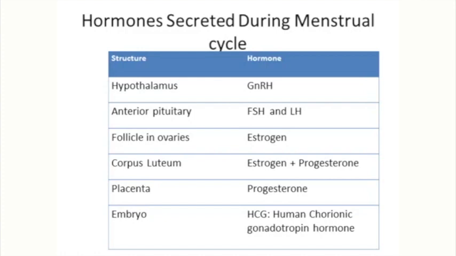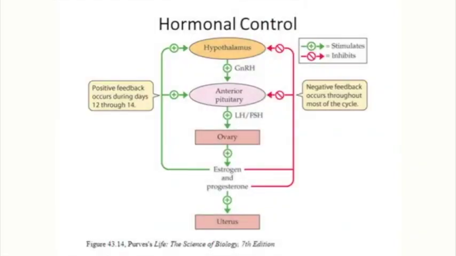Talking about the ovaries, we've got two different structures in the ovaries. The follicles will release estrogen, and the corpus luteum, or the yellow body, will release estrogen and progesterone. I didn't mention that before, but we also have the placenta that's going to produce progesterone, and in case of fertilization and pregnancy, we're going to have an embryo that's going to release a special hormone, human chorionic gonadotropin hormone. We're going to talk about it later. So this is a super important slide that shows what happens.